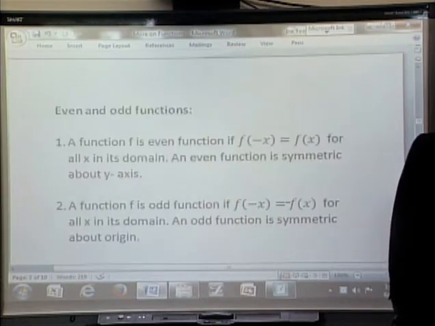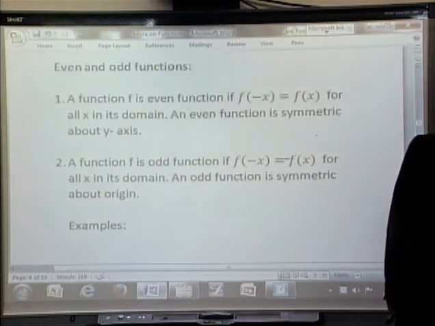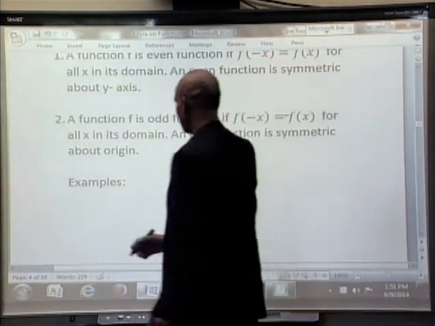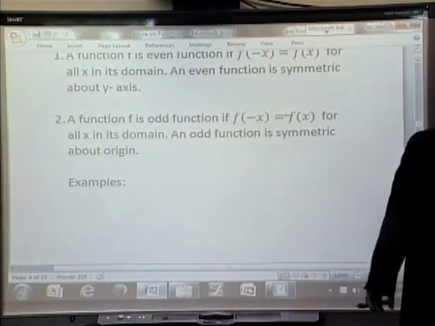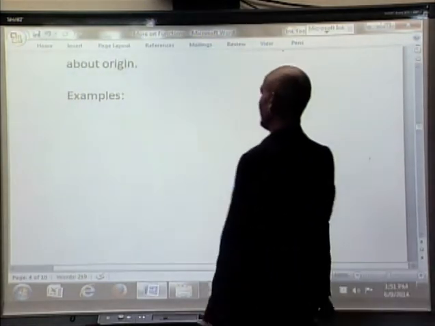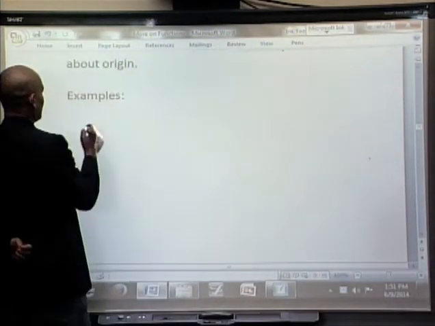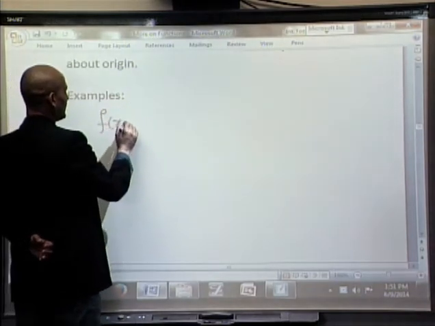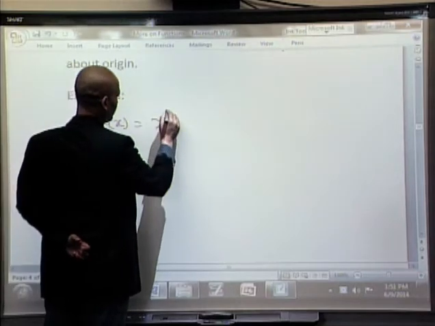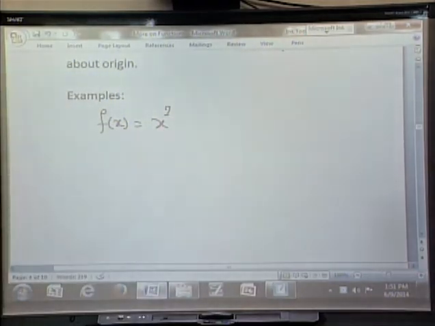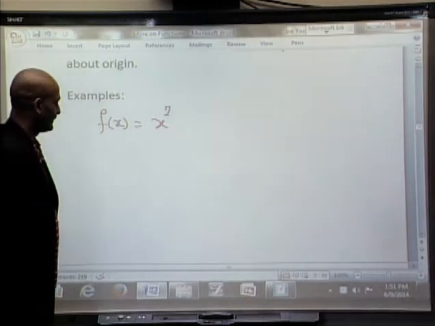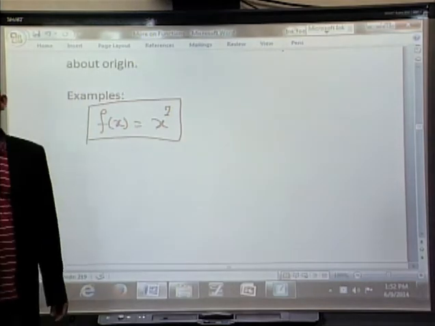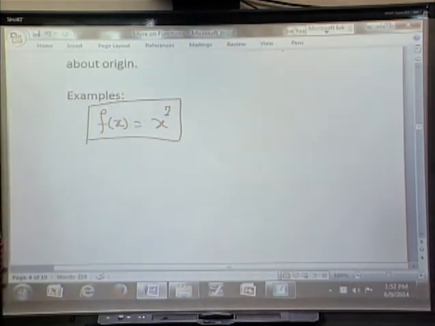Let us look at one example of an even function and one example of an odd function. So, let us see examples. Okay, let me take one formula and we will think of the graph. Let us think of this example, f of x equals x squared. Suppose this is the given function. I want to know whether this function is even, odd, or neither.